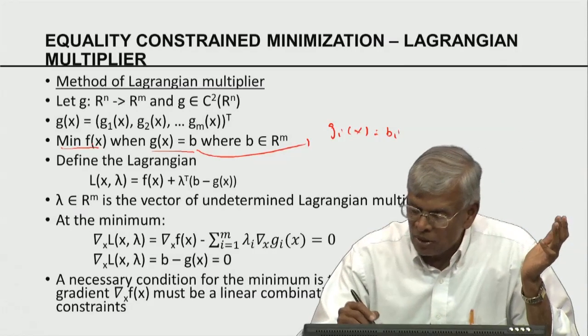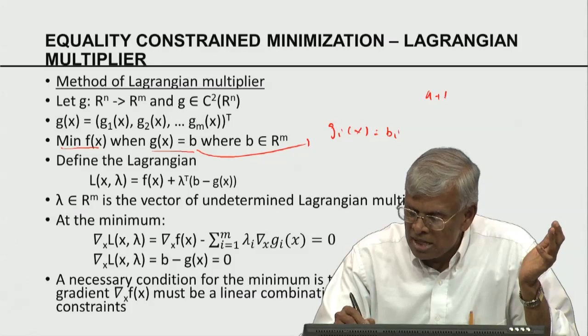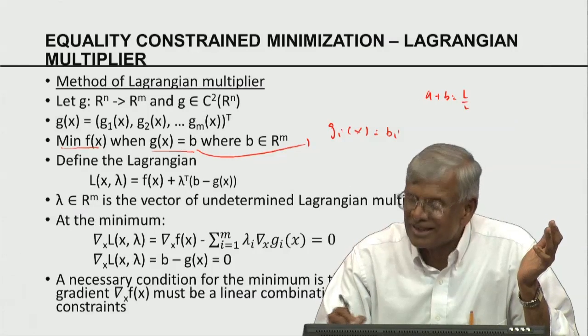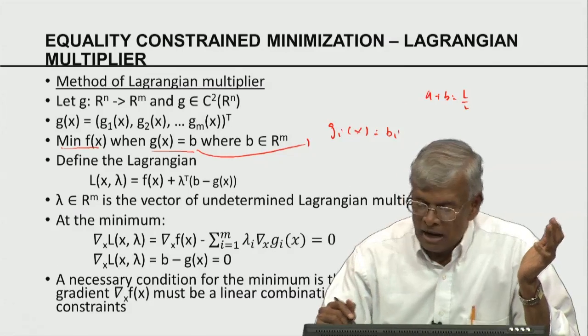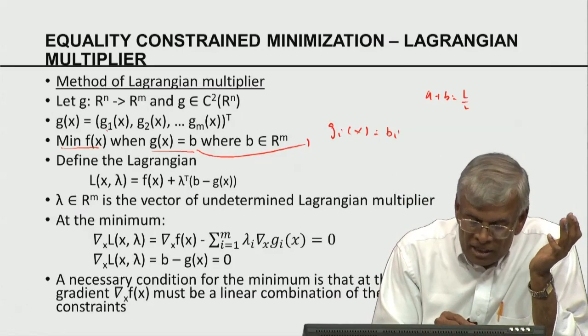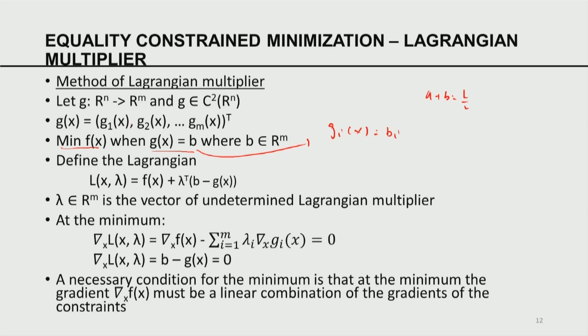In the previous problem, what was the equality constraint? a plus b is equal to L by 2. That is a linear function. a is a variable, b is a variable, they occur in the first degree. Here g1 of x, g2 of x, I do not know what they are. It could be any function. So, in general it is a nonlinear function.